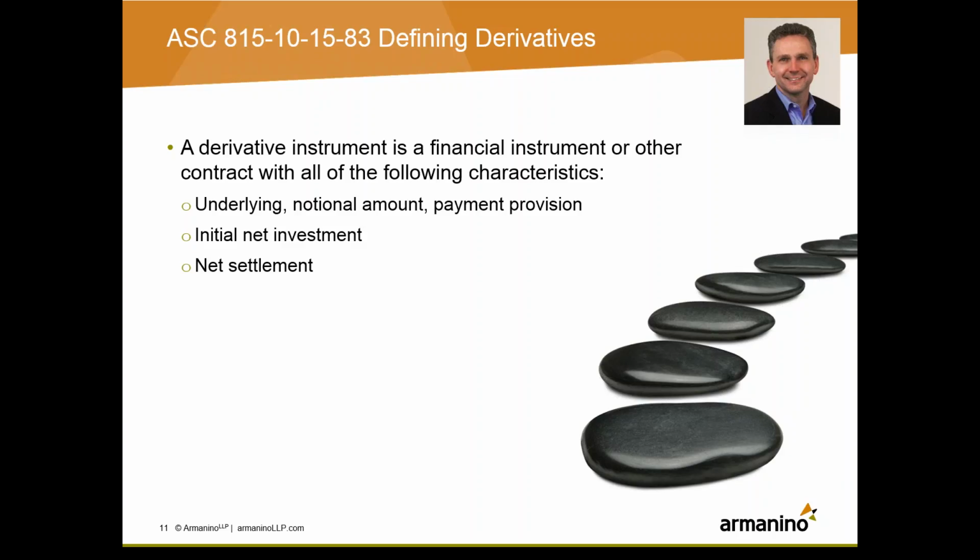Then net settlement: the contract can be settled net by a number of means, can explicitly or implicitly provide for net settlement, or could be an outside contract, or it could provide for delivery of an asset that puts the recipient in a position not substantially different from net settlement. So you could end up in the end with those pork bellies after all.